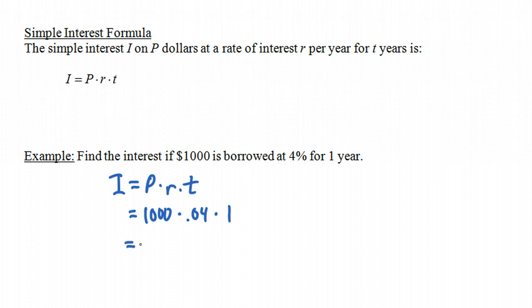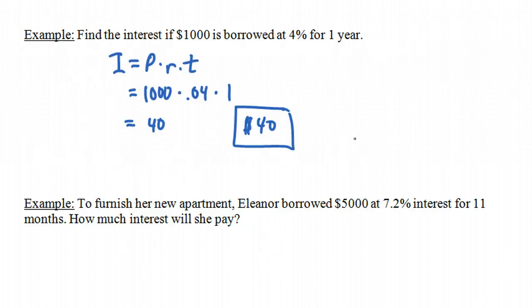And if you multiply this out on a calculator, what you get is 40. Okay, so the answer is $40. That is the interest if $1,000 is borrowed at 4% for 1 year. Notice 4% of 1,000 is $40. Okay, but we run into other situations where the term might not be a full year.